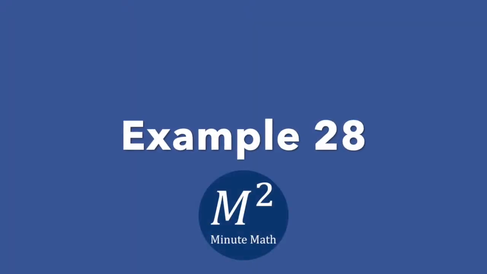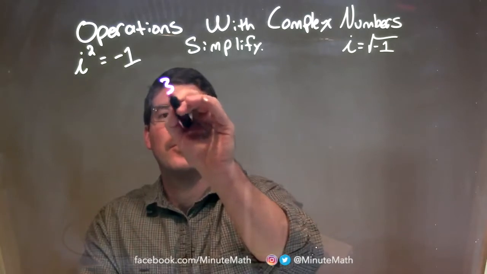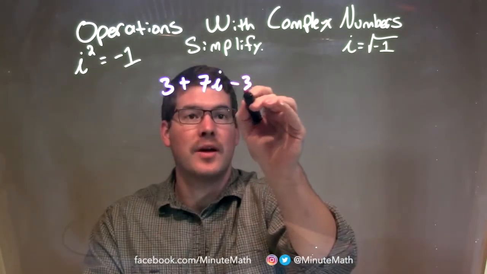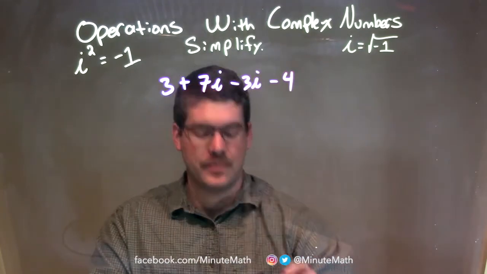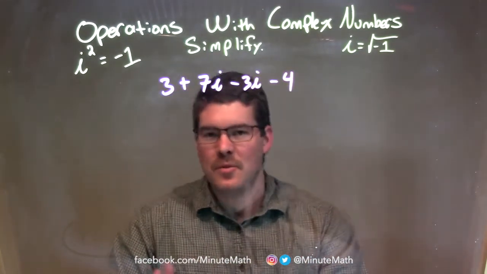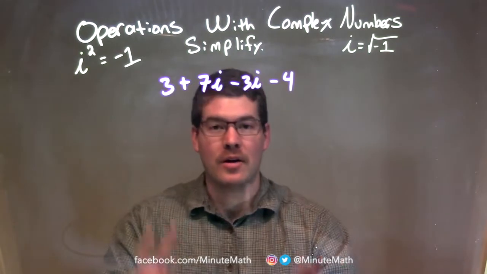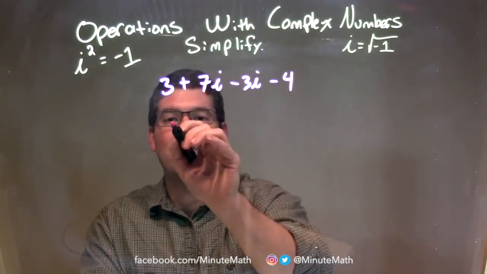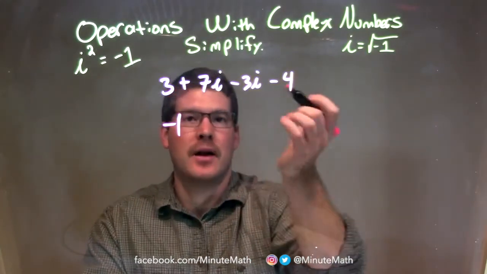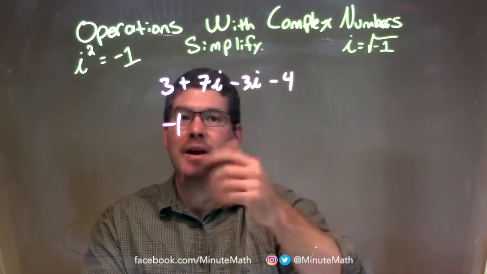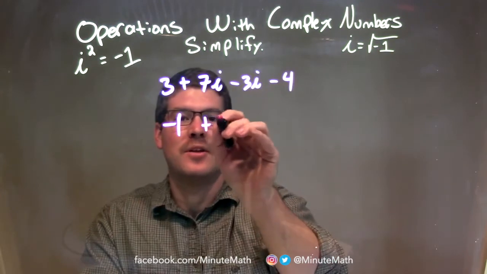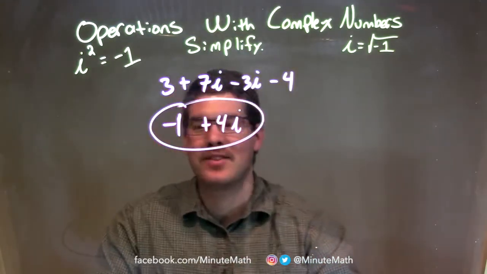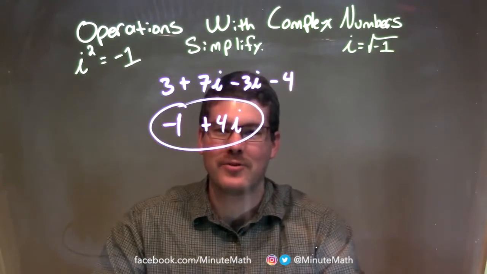3 plus 7i minus 3i minus 4. Well, we really can do this in one big step. Let's combine our like terms. 3 and a minus 4 come out to be a negative 1 out front, 3 minus 4. And 7i minus 3i is a 4i. So we have negative 1 plus 4i. That's it. Our final answer here, a complex number, is just negative 1 plus 4i.